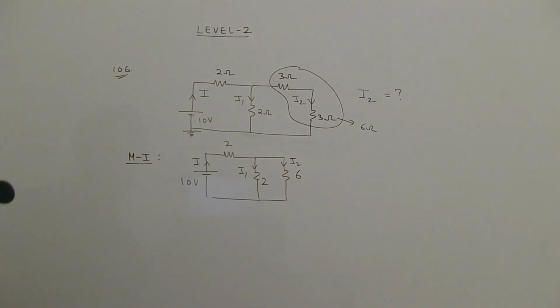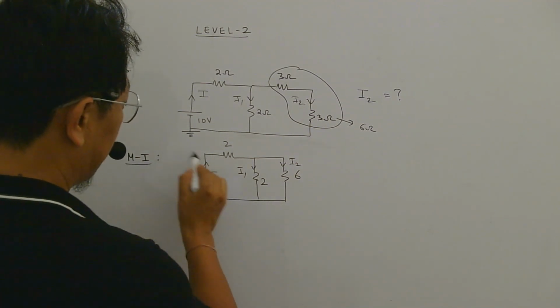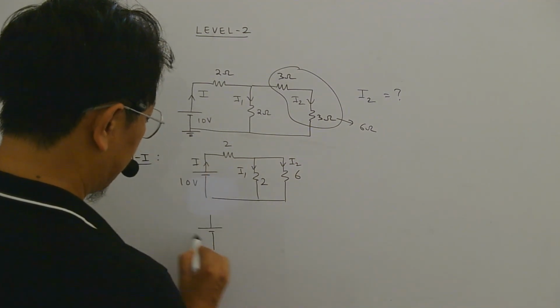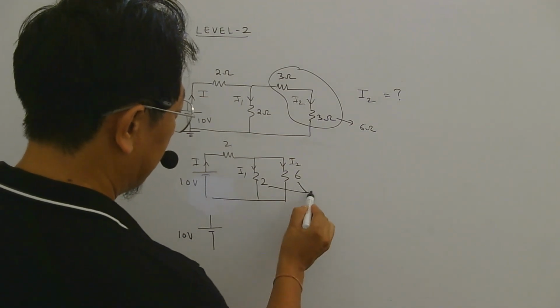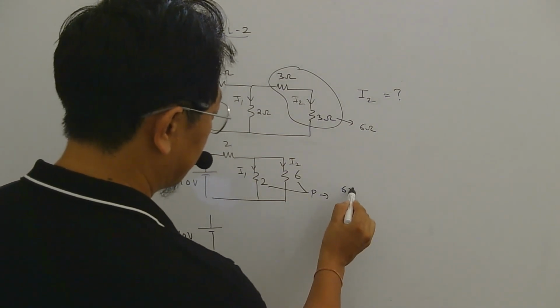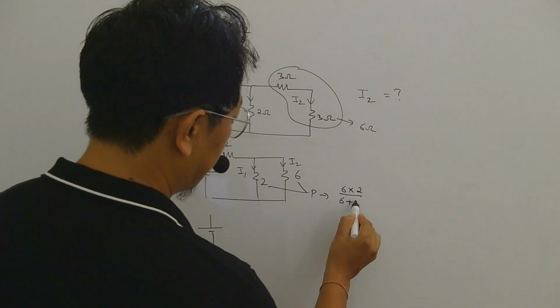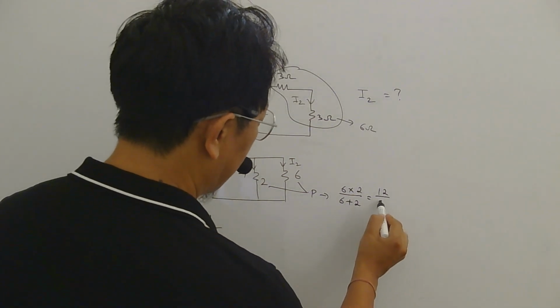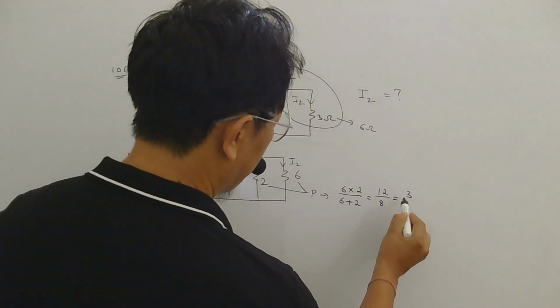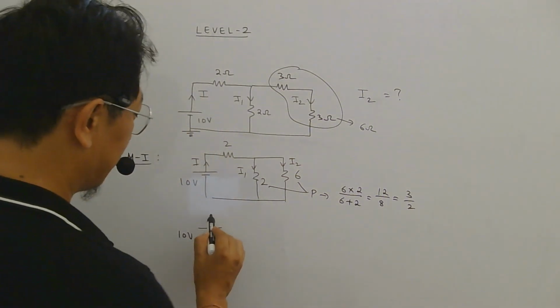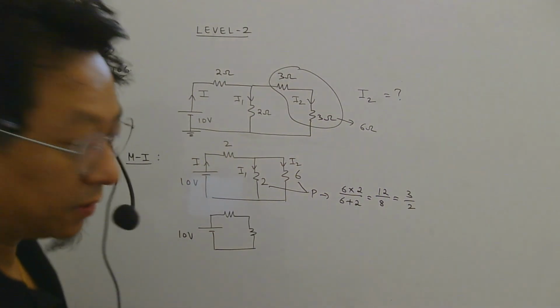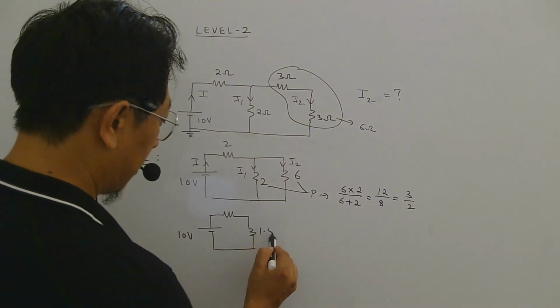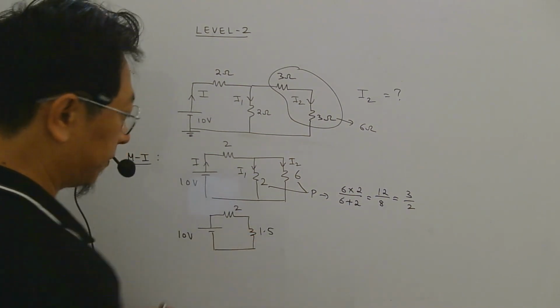Correct? Now let us try to find the main current. So this is 10 volt. These 2 and these 2 are in parallel. So in parallel, what is the equivalent? 6 into 2 over 6 plus 2, 12 by 8. 4 3s are 12, 4 2s are 8, right? So this can be replaced by this circuit, isn't it? 3 by 2, 1.5, and here 2.